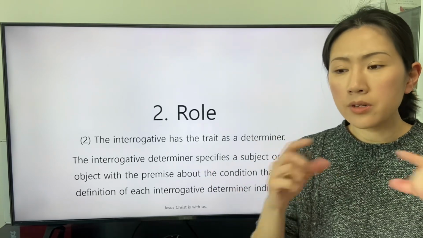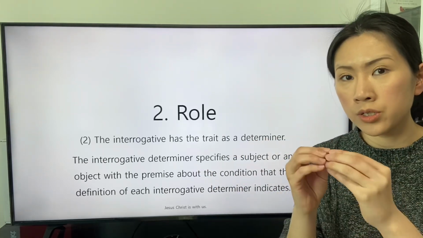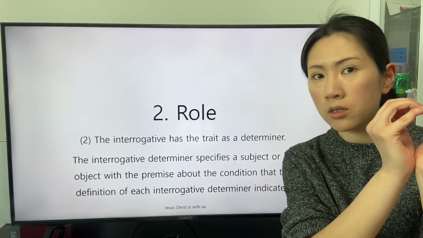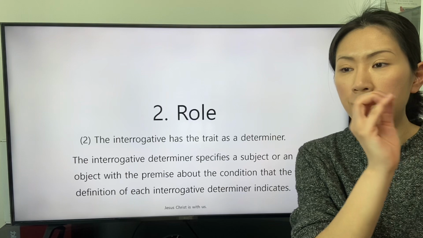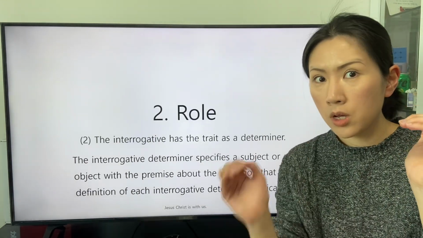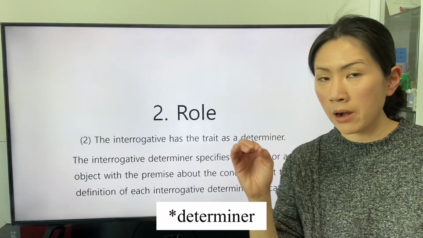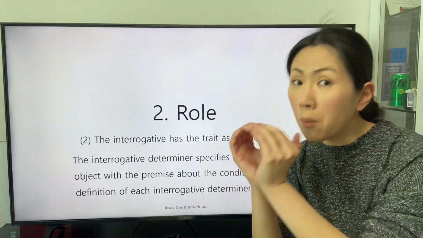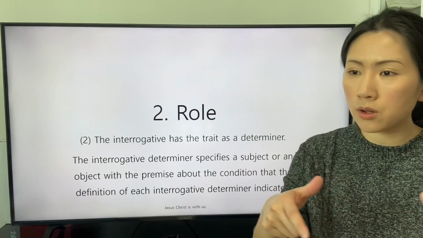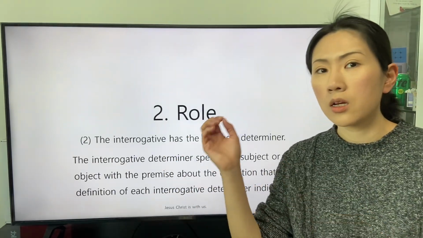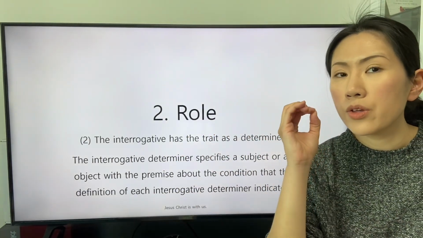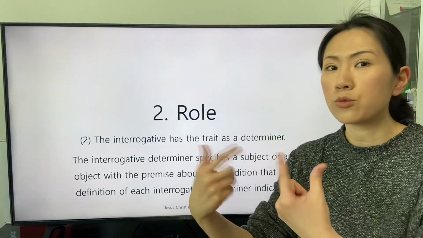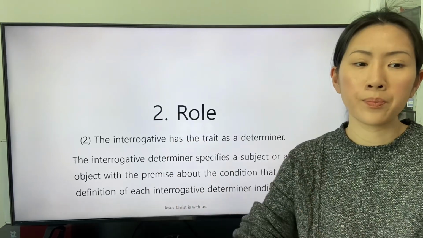As a determiner is applied in a clause to specify the range of the indication of a noun or a pronoun, the interrogative also specifies the range or the number of the subject or the object indicated by the noun or pronoun that is described by the interrogative determiner.